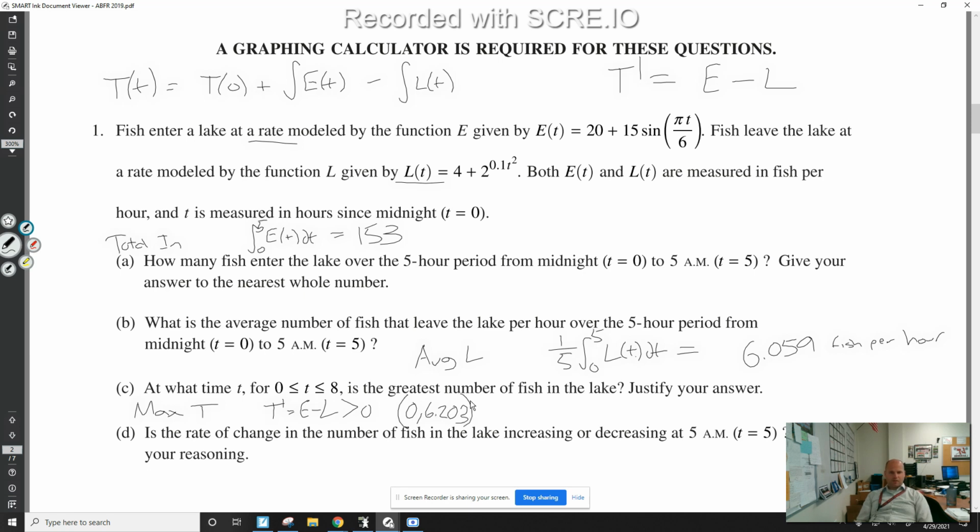And you got to put this interval down because it shows you're talking about the entire interval, 0 to 6.203, 6.203 to 8, and t prime is negative from 6.203 to 8. So t equals 6.203 is the time of max fish. Boom. You don't have to find the amount of fish, you just find when. And you got to justify. This is easy. You don't have any candidates. If you were to have candidates, you would have to find values and compare them. Okay?